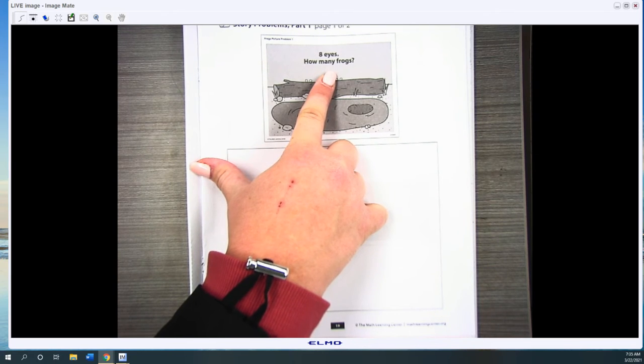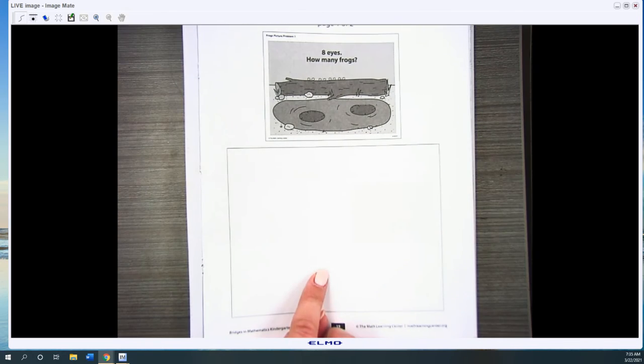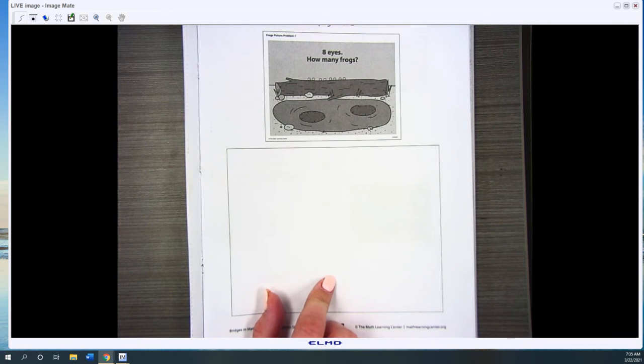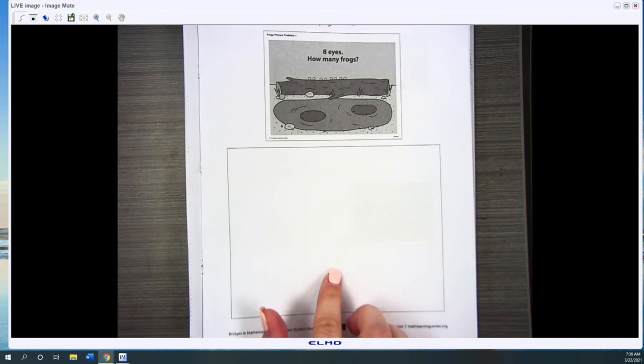You can use drawings, you can use cubes, you can use your fingers, you can use the numbers, or any way that you wish, but I want you to use the space in the rectangle to show how you solved the problem. So if you use materials like cubes, that's fine, but then when you're done, I want you to draw the cubes and how you solved it in the rectangle. Okay? So go ahead and pause the video, and I want you to solve the problem first. And when you're done, I will help you solve this first problem today.